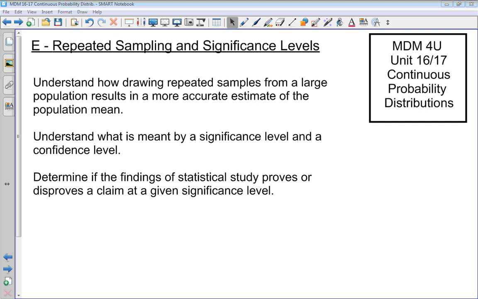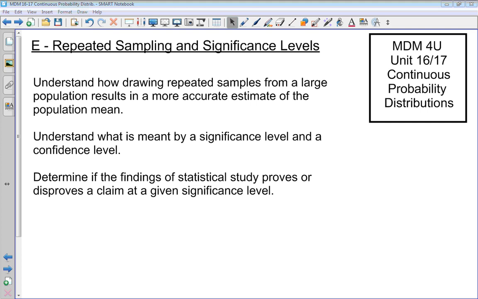What we're going to zoom in on in this lesson is we want to be able to understand what is meant by a significance level and a confidence level. And these two concepts are related to one another. And the big thing we want to be able to do is determine if the findings of a statistical study prove or disprove a claim at a given significance level.